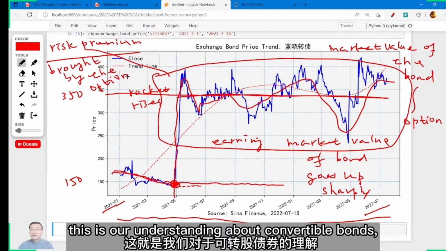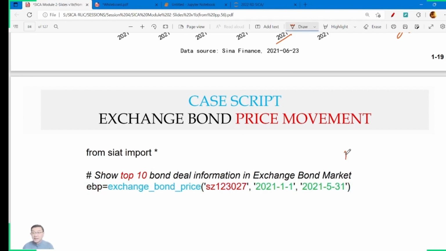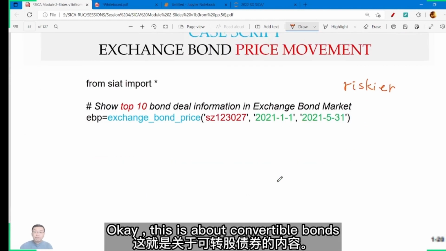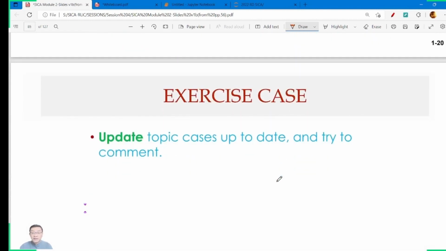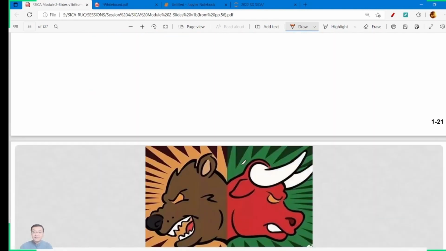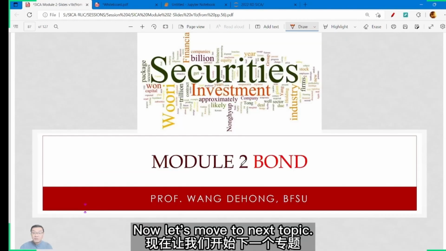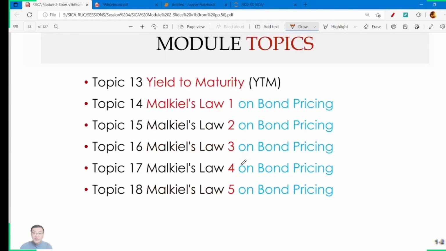Okay. This is our understanding about convertible bonds. And similarly, in this way, a convertible bond is usually riskier. Okay, this is about convertible bonds. Up to the date, we have done that.